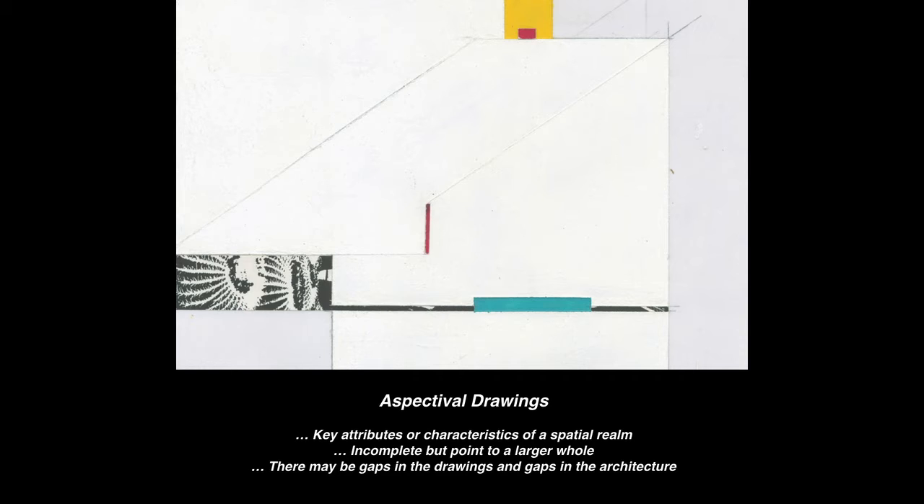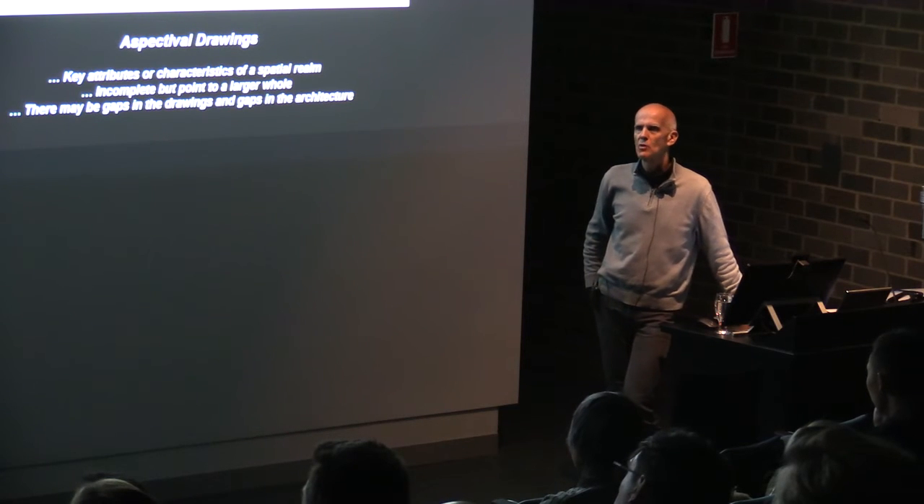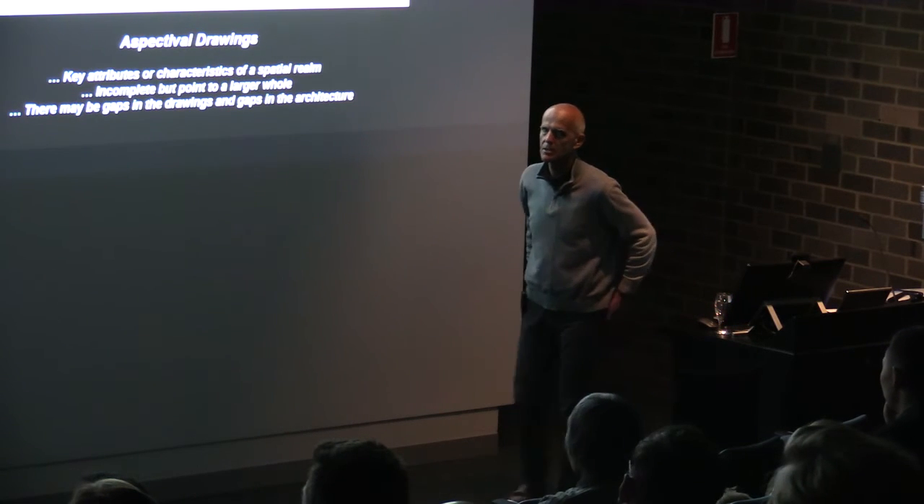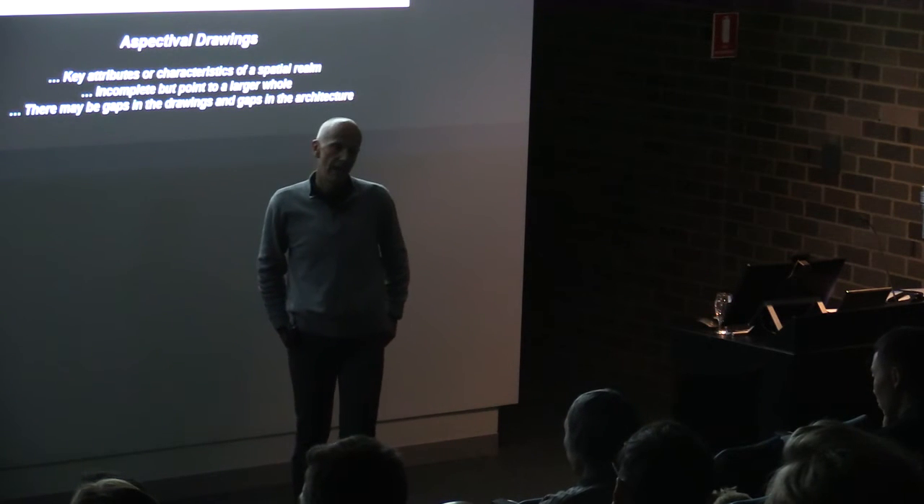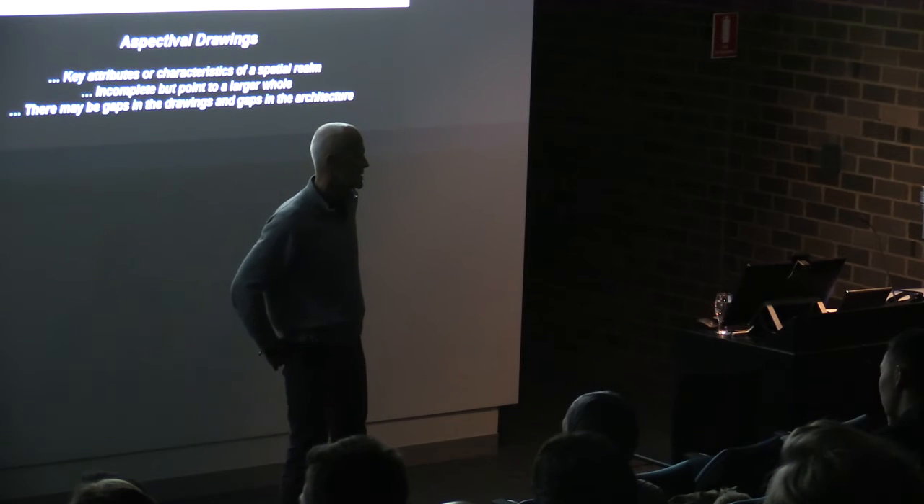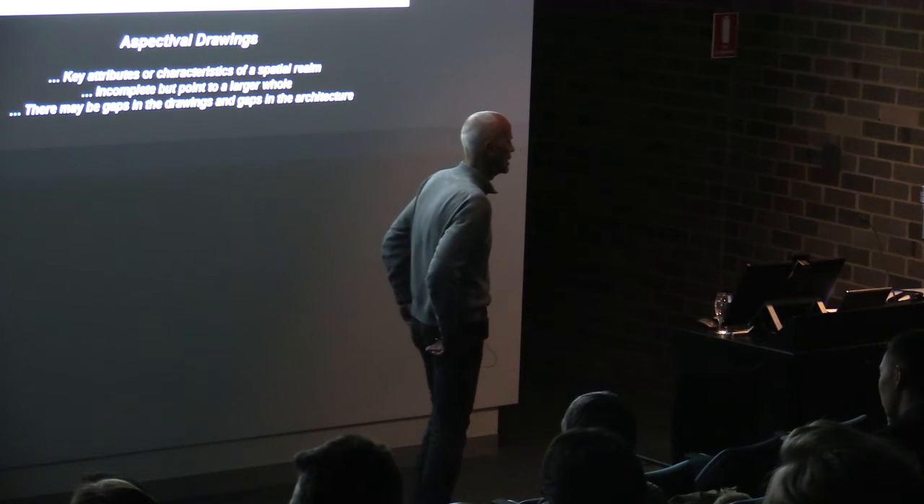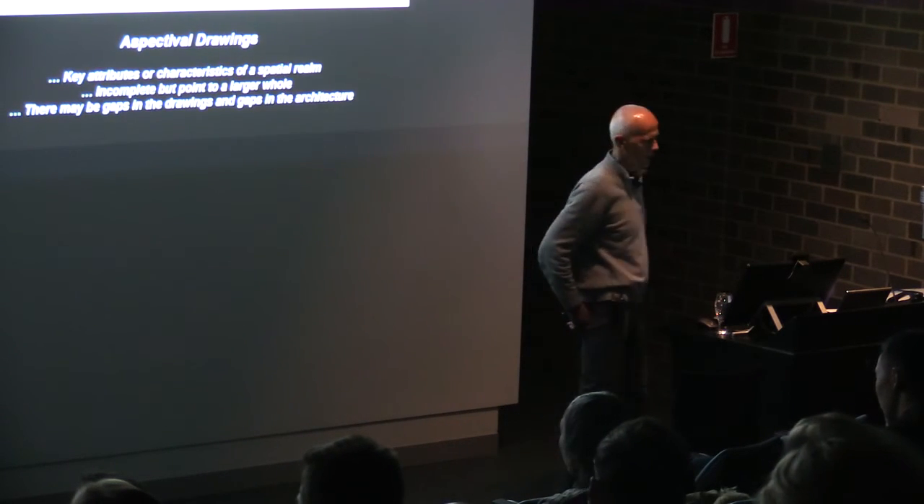So aspectival drawings challenge the synthetic properties of perspectival drawings. They're fragments, they are assembled, maybe gaps in the drawings, gaps in the architecture. But in many cases, when I work, I don't know what everything is. And I'm not willing to try to synthesize things in a plan or a perspective or any of the synthetic modes of working too early.